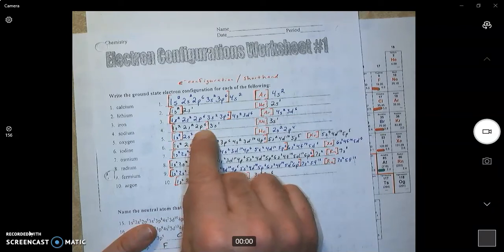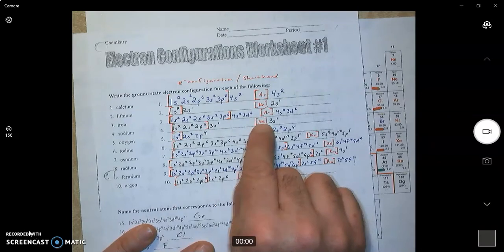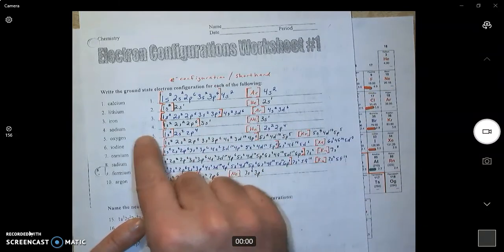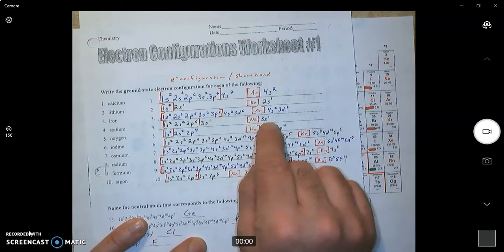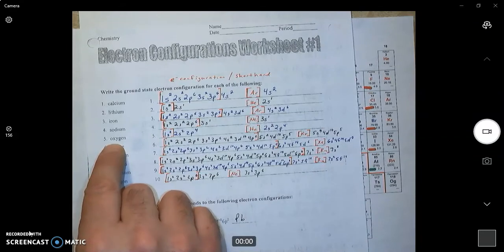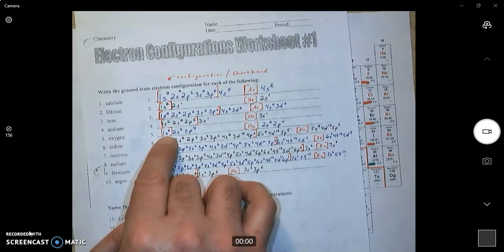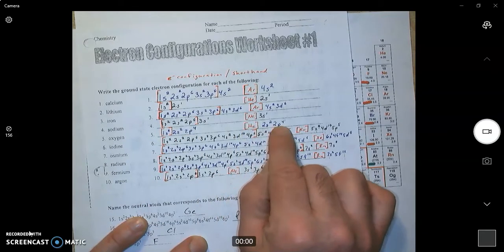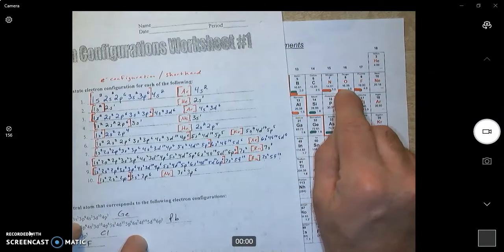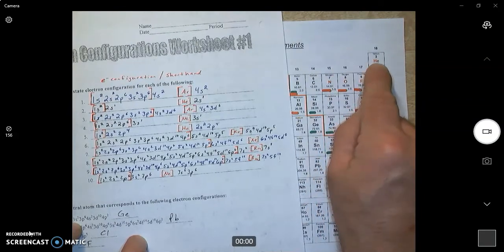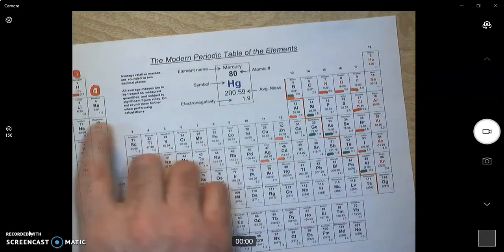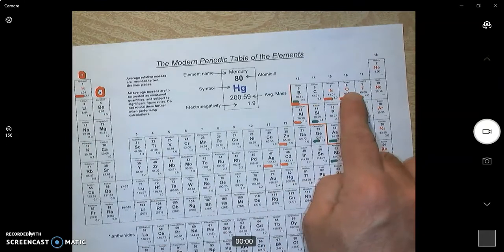Sodium is in the third row. It's the first element in the third row, so we're going to go to the end of the second row, which is neon, which is 2p6. 2p6 is neon. Sodium is everything that neon is, and 3s1. Oxygen. Oxygen is helium and 2s2, 2p4. So we put helium in brackets, 2s2, 2p4. And again, here's oxygen. Go to the end of the previous row, write that noble gas in brackets, and then finish the rest of your configuration, which in this case would be 2s2, 2p4.